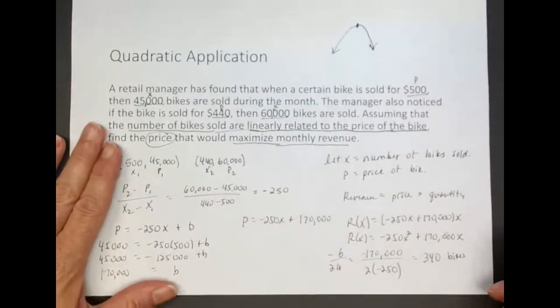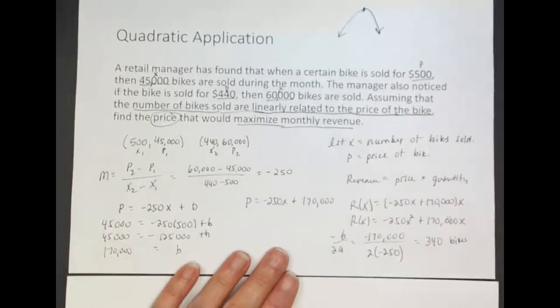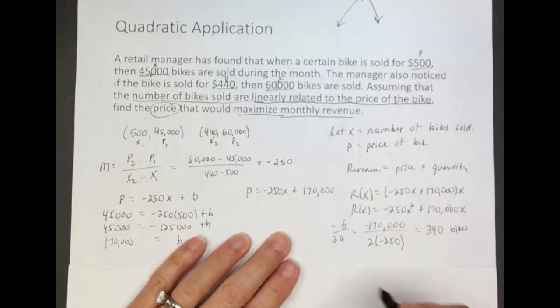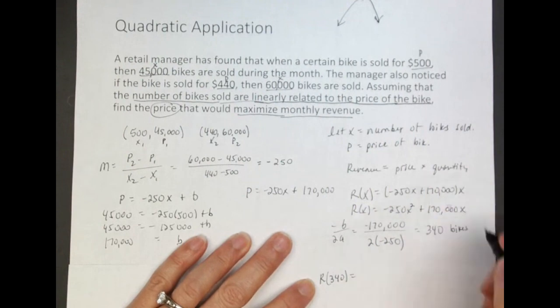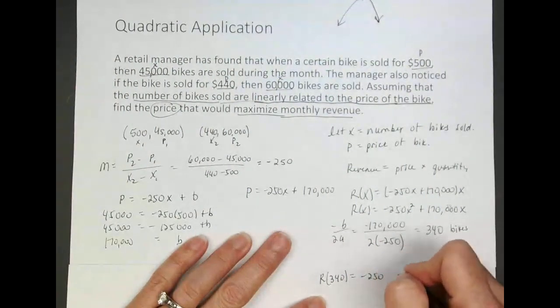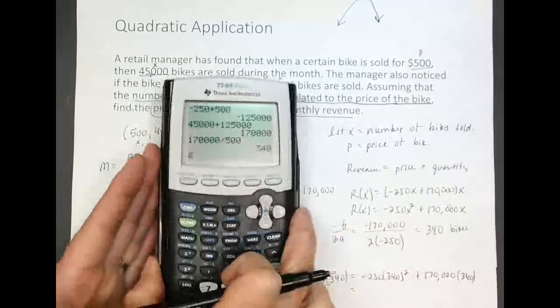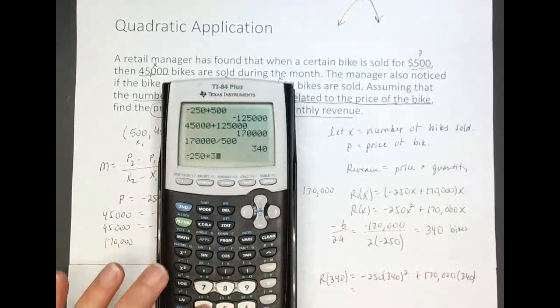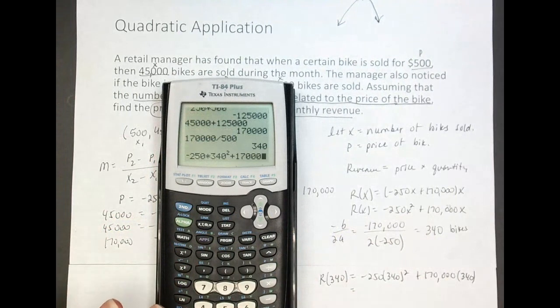All right, so that's not what we're being asked. So what is that maximum monthly revenue? We're going to need to plug that 340 into the revenue function. So revenue is a function of 340. Let's see what it is. That's going to be negative 250 times 340 squared plus 170,000 times 340. Let's find out what that is. Negative 250 times 340 squared plus 170,000 times 340.